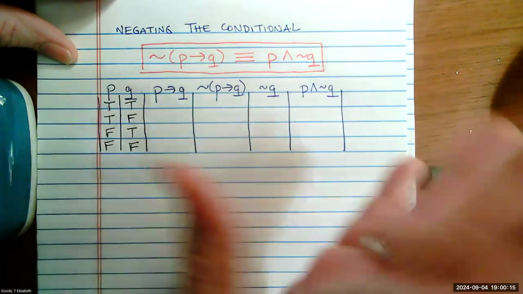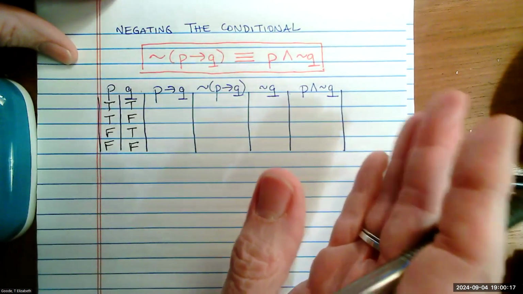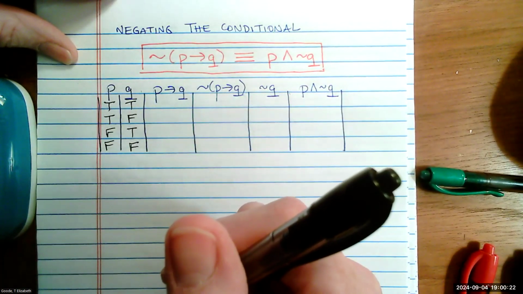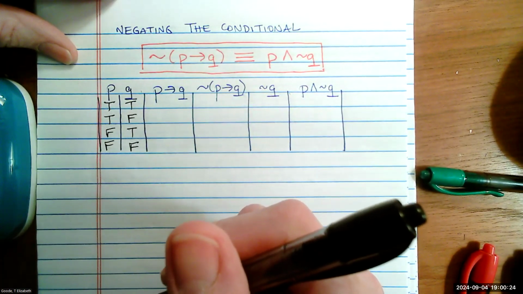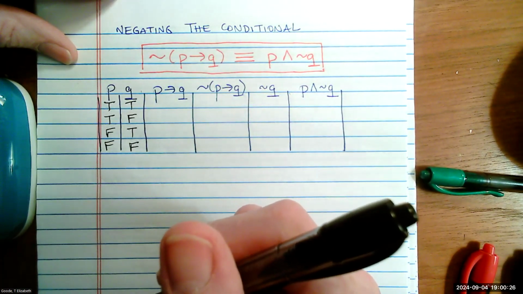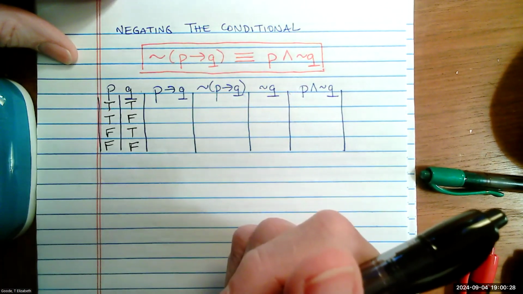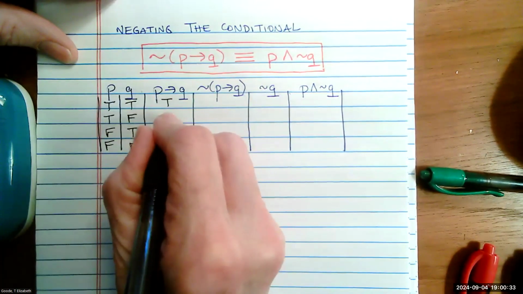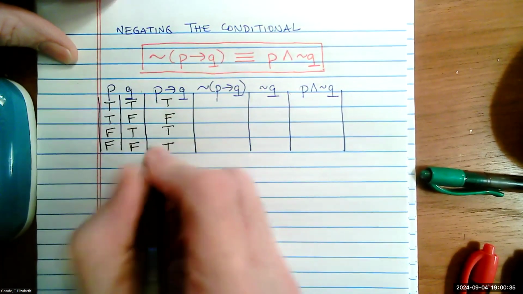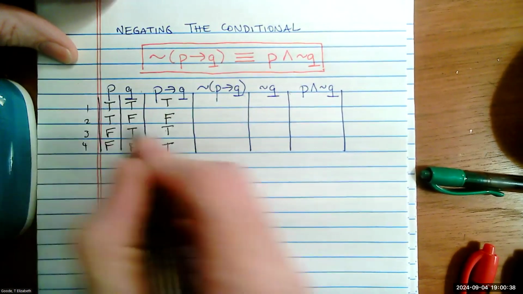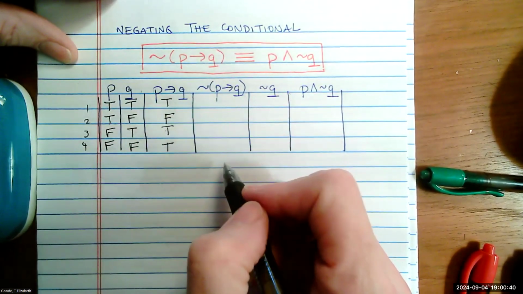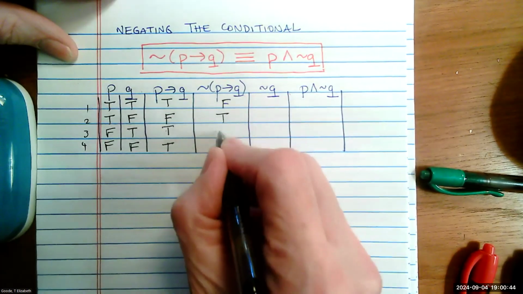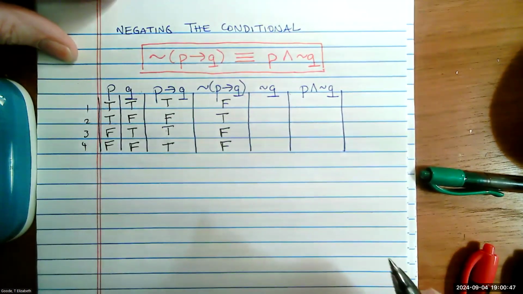And of course, if we had an 8-row situation where we had a P, a Q, and an R, it would be true, true, true, true, false, false, false, false under P. Then under Q, it would be true, true, false, false, true, true, false, false. And then under R, it would be true, false, true, false, true, false, true, false. All right, here we go. We know that under P implies Q, we have true, false, true, true, right? Now we can quickly construct the column for not (P implies Q) by just flipping the bit. So it's false, true, false, false. Everybody with me?